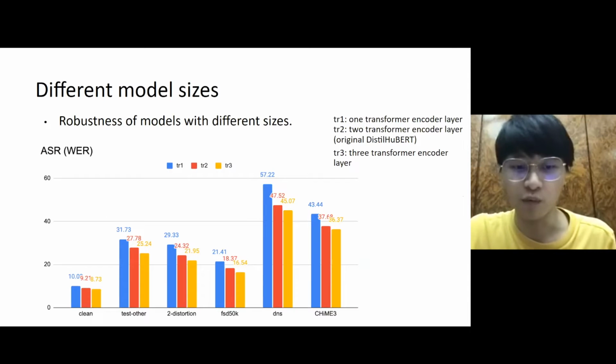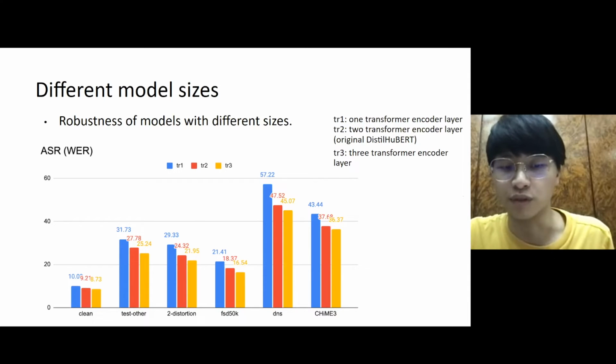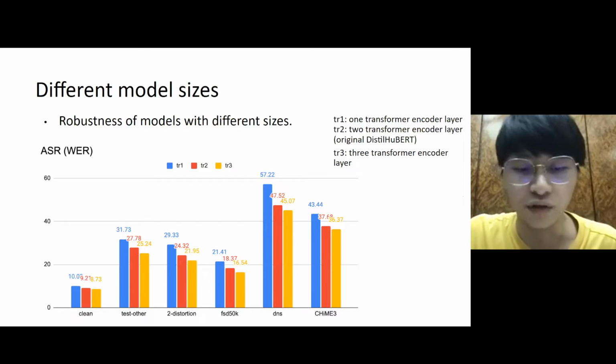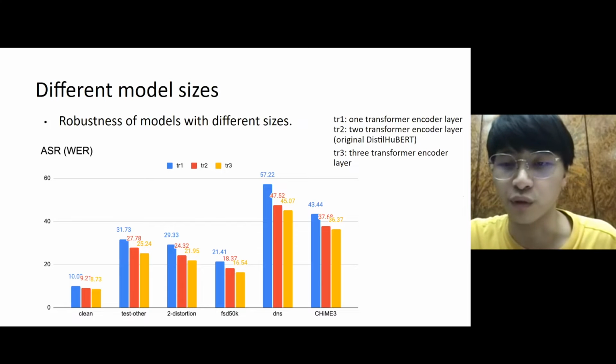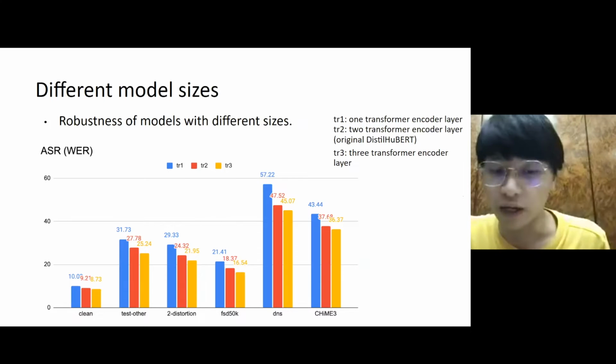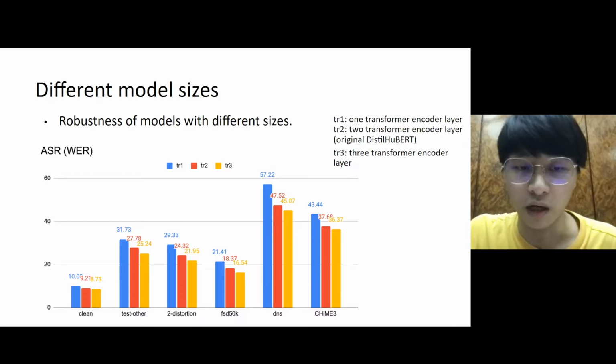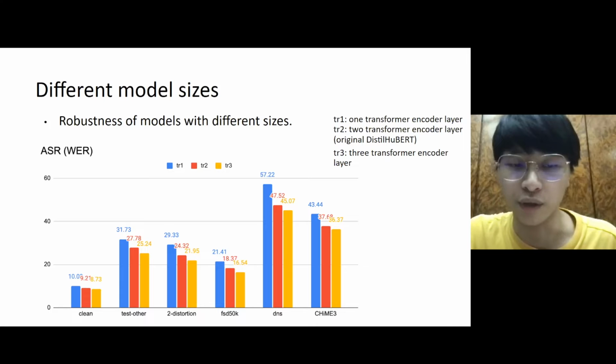And we also examine the relation between model size and performance by altering the number of transformer encoder layers of the student model. The blue, red, and yellow bars represent student models with 1, 2, or 3 transformer encoder layers. By comparing the performance between clean testing sets and distorted testing sets, we found that the smaller models are less robust to distortions, by observing that the blue bar and the red bar have a higher word error rate than the yellow one. Next page.